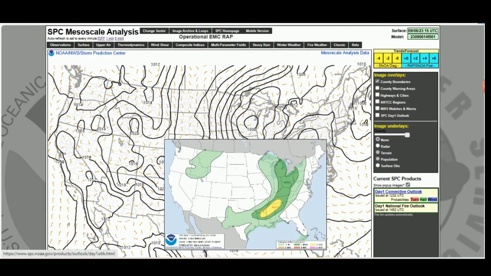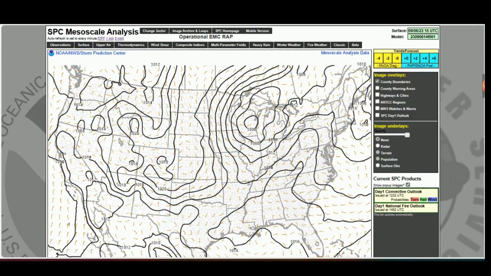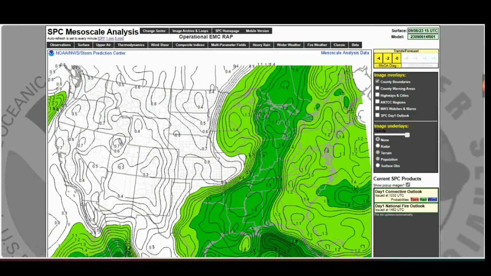And we have the level 2 out of 5 slight risk for parts of the lower Mississippi and Tennessee valleys, and that is primarily for damaging straight line winds. Along with damaging straight line winds, we also have a very high precipitable water content ahead of this cold front. Precipitable water values are almost up to 2 inches in parts of the lower Mississippi Valley where that slight risk is. So, very heavy rainfall is also in the forecast for today.